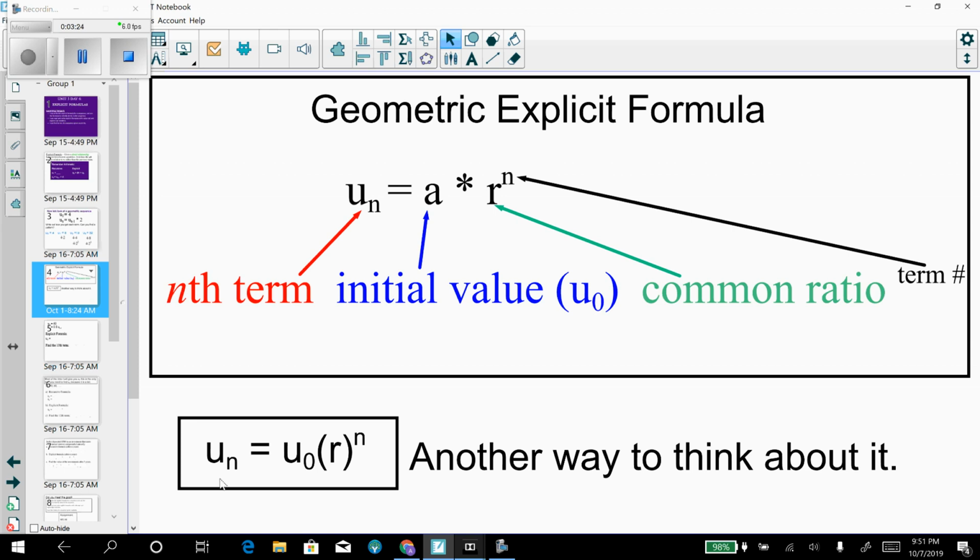Okay, so another way to think of it, u sub n equals u sub 0 times your ratio to the nth power. So take a minute, pause the video, write that down, put that in your notes, get it where you're not going to forget it, okay?